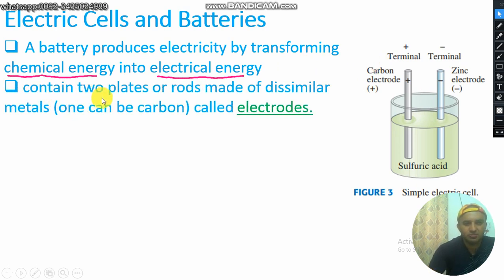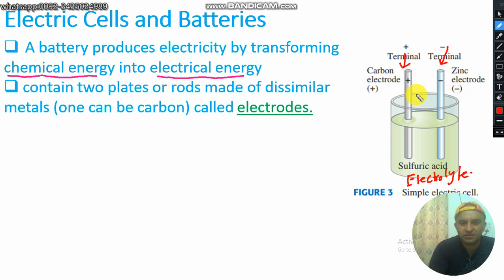It contains two plates or rods made up of dissimilar metals. These metals are called electrodes. For example, one is a zinc electrode, made of zinc, and the other is made of carbon. The two metals are dipped into sulfuric acid, which is known as the electrolyte. A chemical reaction converts this chemical energy into electrical energy.